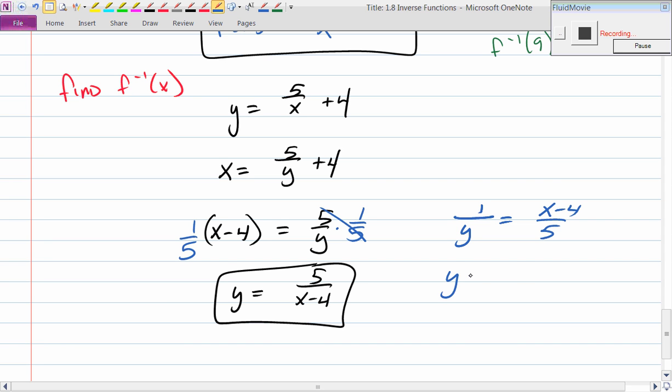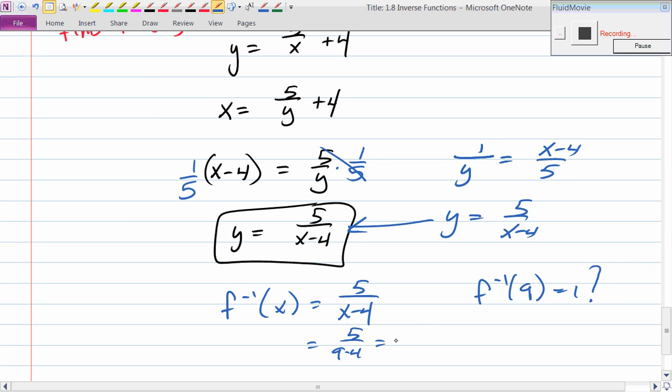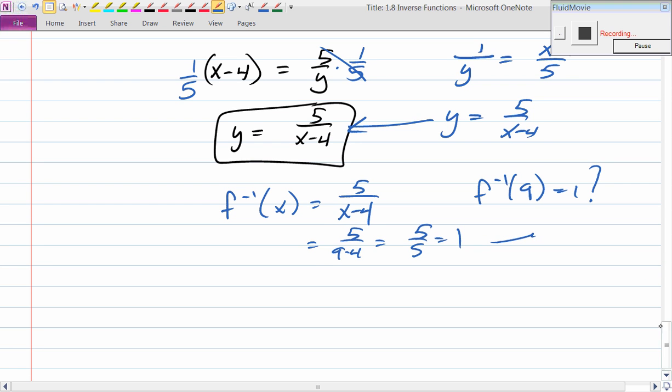Then that means that y is equal to 5 over x minus 4, which is the exact same thing that I got over there. So our inverse function, f inverse of x, should be 5 divided by x minus 4. And to check it, if I plug in f inverse of 9, do I get a 1 back? That's the question. So plug in a 9 real quick here. I get 5 over 9 minus 4. That's 5 over 5. That's 1. Yep, I do get it back.